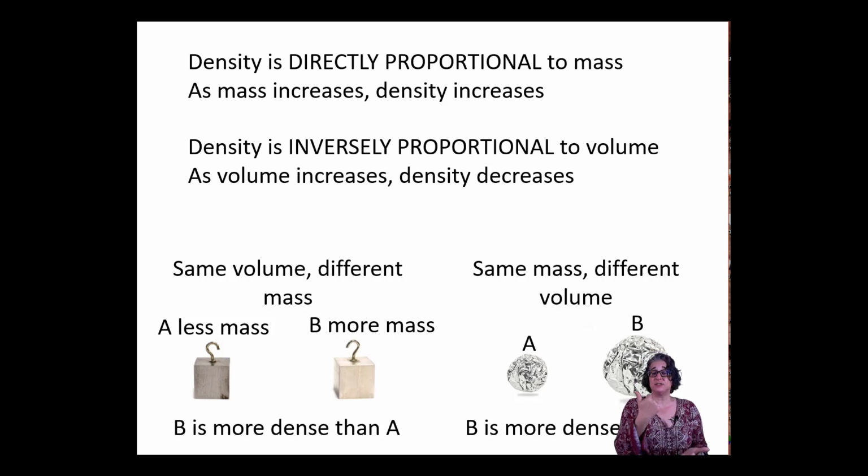So to sum up, density is directly proportional to mass. So as mass increases, density increases. Density is inversely proportional to volume. So as volume increases, density decreases. So if you have a handle on that and feel that you can explain it, that's what you need to know for the first part of the first unit of this class.